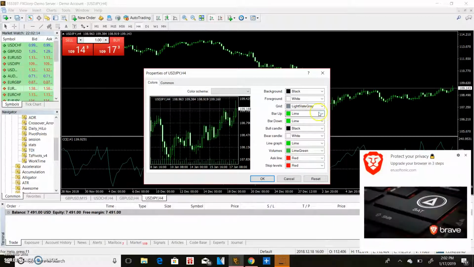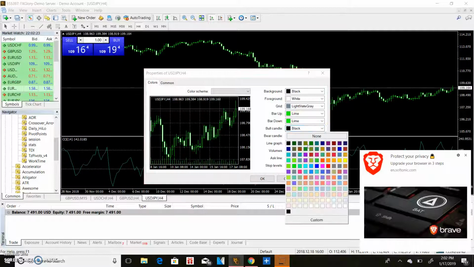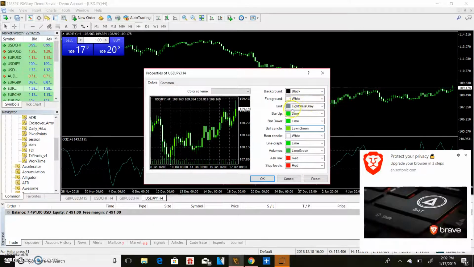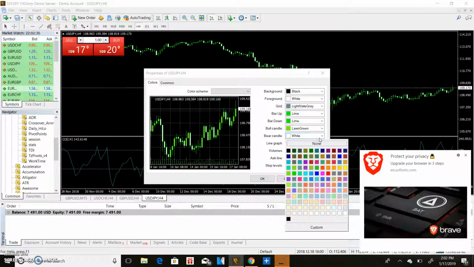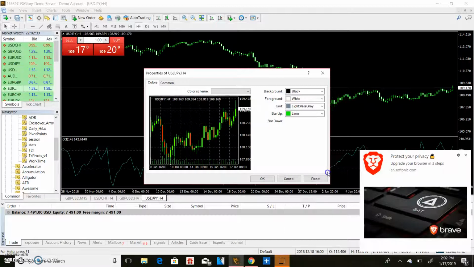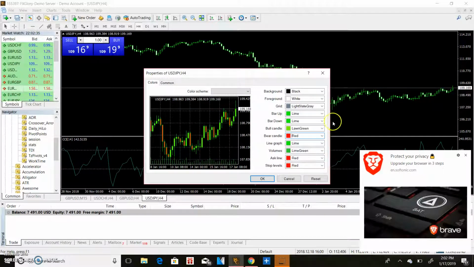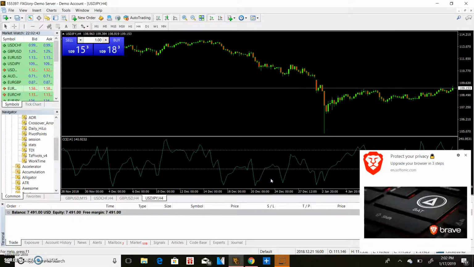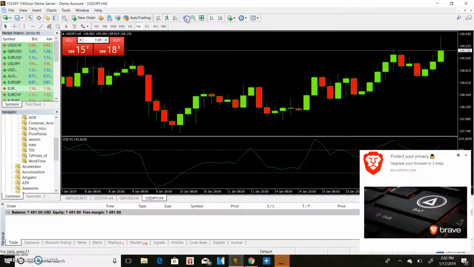So let's see here. The bull candle is black, so we want to change that to green. So we'll do a lime green on the bull color, and then the one that's white we want to change to red, on the bear candle color, right? And that should be good. Okay, so then once you zoom in, now you can see the difference.